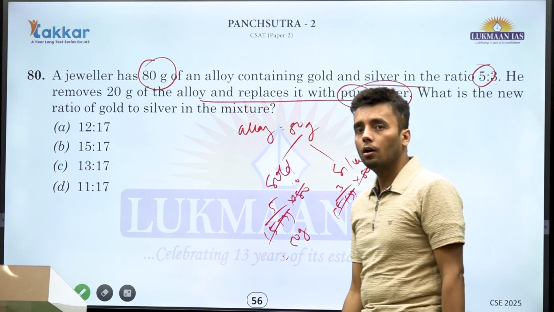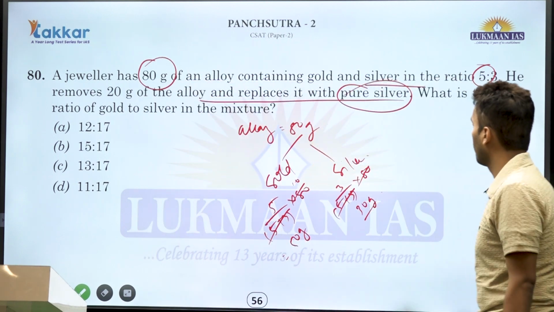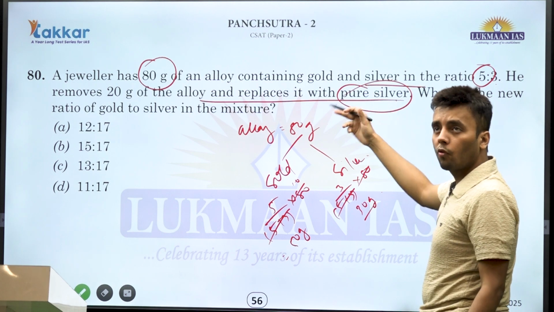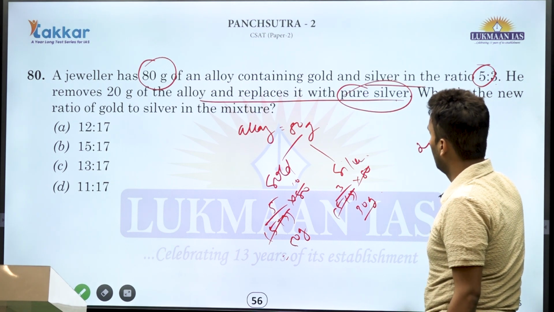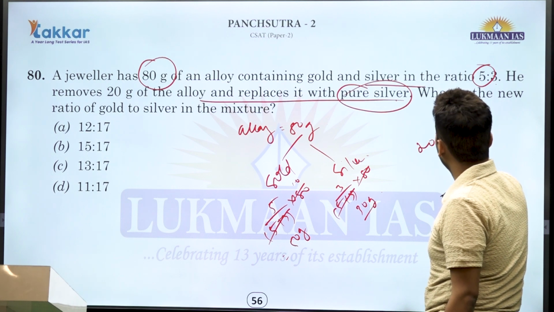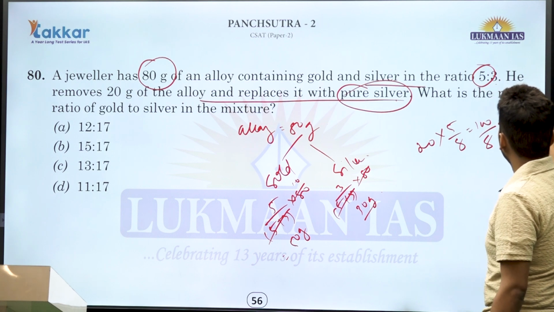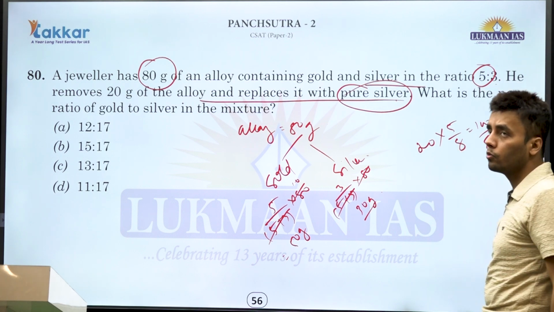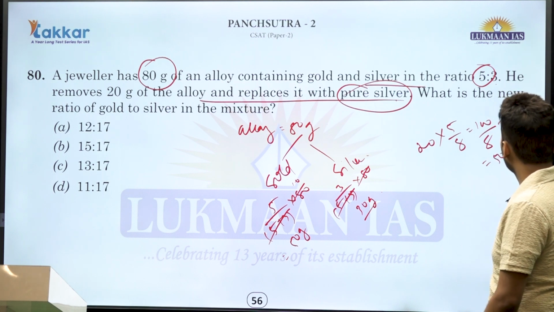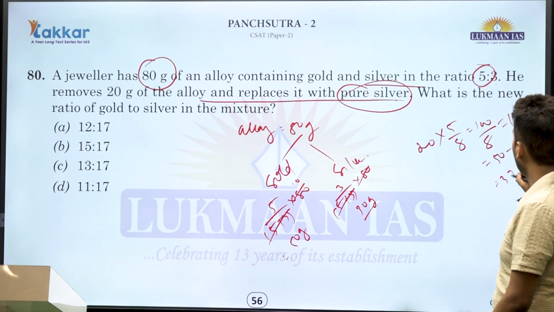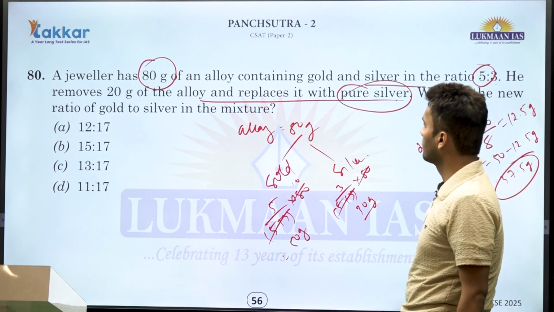Now the alloy is a homogeneous mixture, right? So if you remove some, the overall ratio will remain the same before adding silver. So he removes 20 grams. 20 grams of 5 by 8, how much is it? 100 by 8, it is 12.5 grams. Means 12.5 grams of gold is being removed. So 37.5 grams of gold will remain after removal of 20 grams of the alloy.